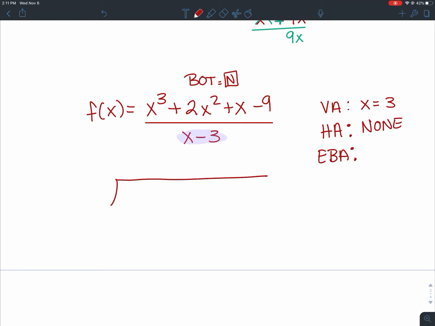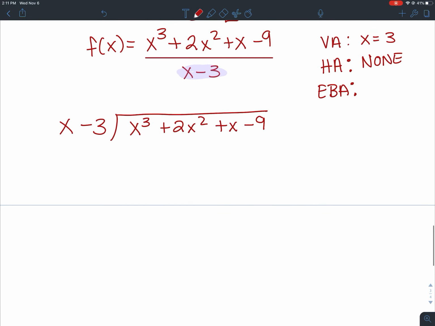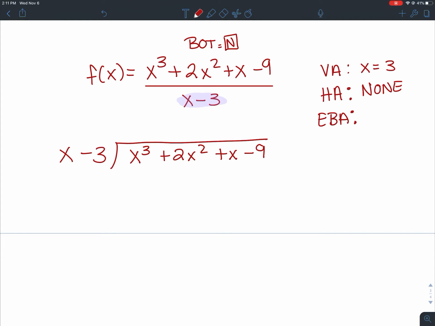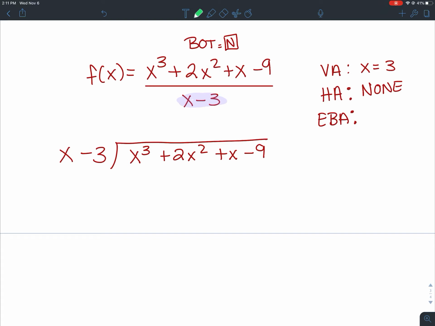Okay, let's do this. I guess you could technically do synthetic division for this one. So x minus 3 into x cubed plus 2x squared plus x minus 9. I couldn't do synthetic division if it weren't just a 1x minus 3, but yes, you could do synthetic division here. Either way, you've got to do something to get that end behavior. So x times x squared, and then I multiply. Let me double check: do I have all my degrees? 3, 2, 1, none. Yeah, so I don't need any placeholders.